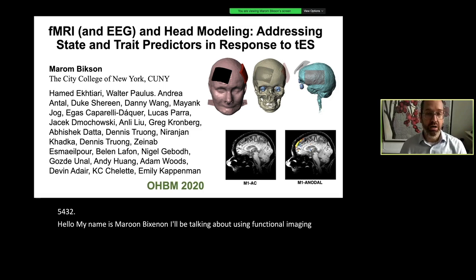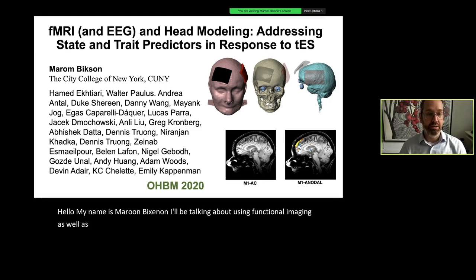Hello, my name is Marom Bikson, and I'll be talking about using functional imaging as well as EEG in combination with head modeling in order to make transcranial electrical stimulation, or tES, more specific or more individualized.